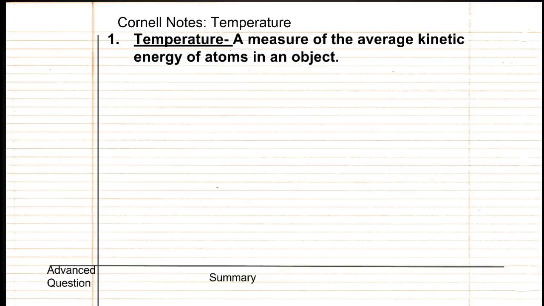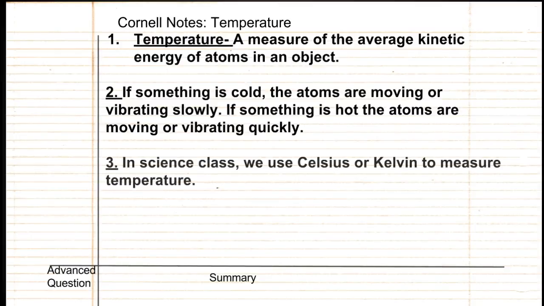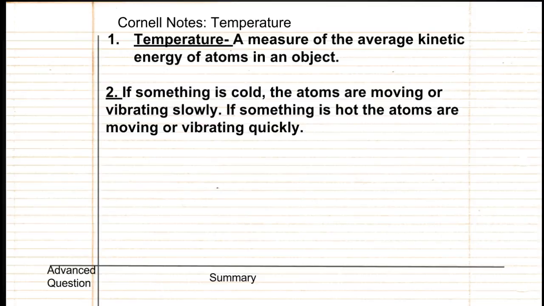Alright, number 2, and then I'll show you a picture. If something is cold, the atoms of that object are moving slowly or vibrating slowly, because in a solid they can only vibrate. They can't really flow. If something is hot, as we know it as hot, it's because the atoms are moving fast or quickly, or vibrating quickly. Let's look at a picture.